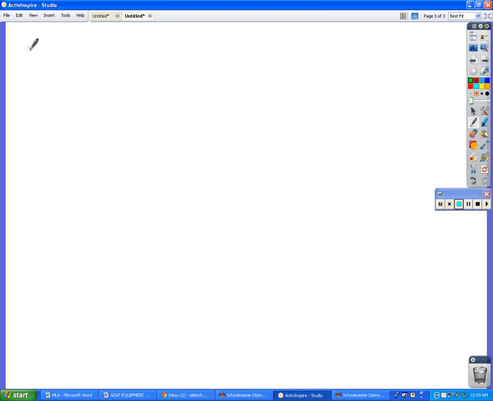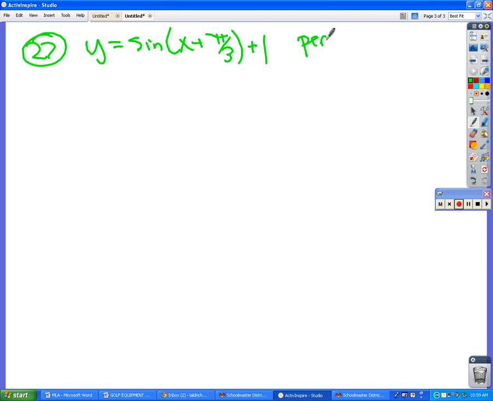This one's just pi over 3, so it's just like a shift. Different. All right, let's try and do this one well. Let's do it. Just draw a line. Okay, so the amplitude is 1, the period is 2 pi. The range is going to be what? It's normally negative 1 to 1, but it's moving up 1, so it's 0 to 2.